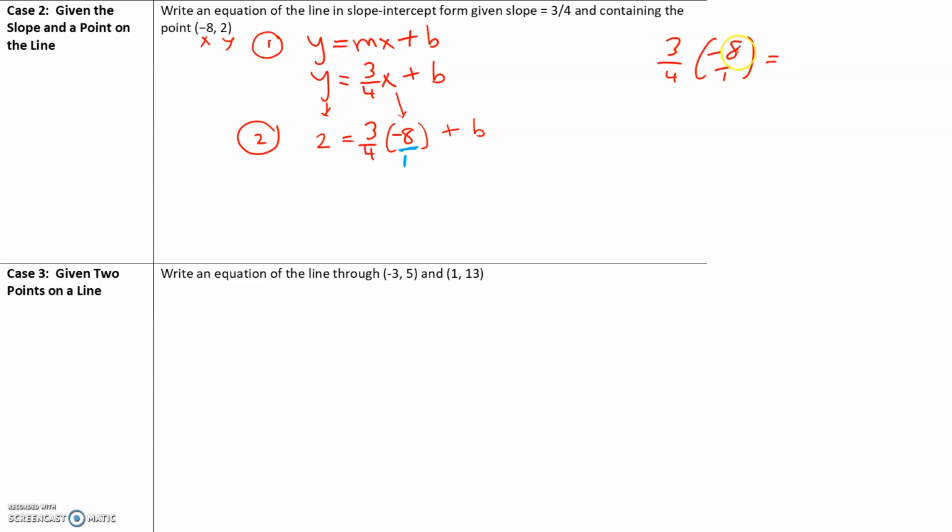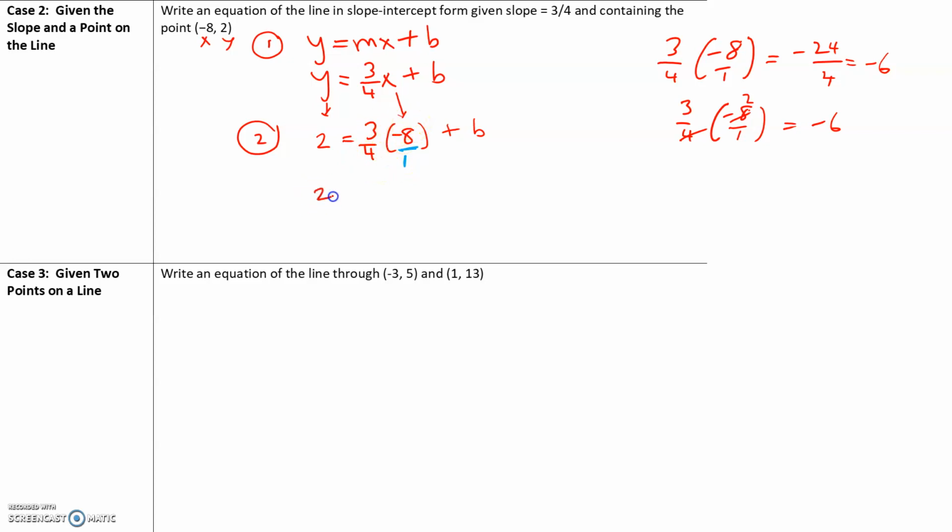Method 1, in multiplication, we don't need a common denominator. We can just multiply across. 3 times -8 is -24. 4 times 1 is 4. -24 divided by 4 is -6. That's one way to look at it. Another way to look at it, 4 goes into 8 two times. So 4 crosses out, 4 goes into 8 twice. 3 times -2 is -6. You can do it whatever way you want. Either way, we get -6 as the answer.